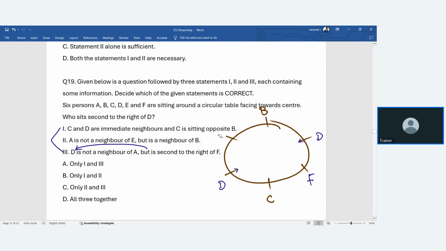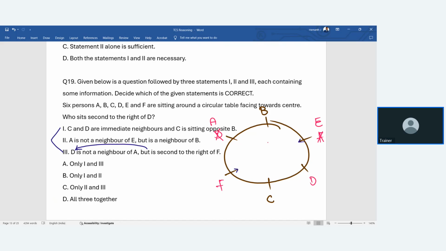Okay, wait. Wherever F is, the second right is D. F here, second right is D. F here, second right is D. But it is given that C and D are immediate neighbors. This case is not satisfied, so we have to throw it out. This case satisfies C and D being immediate neighbors. Next, D is not a neighbor of A, so A will be here, then this will be E. Now you check the B condition. A is a neighbor of B. Yes, perfectly, A is a neighbor of B.